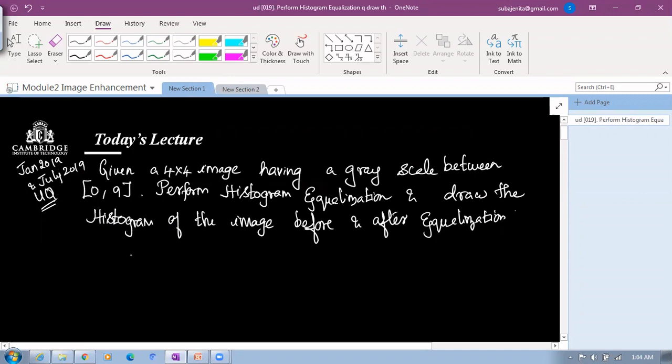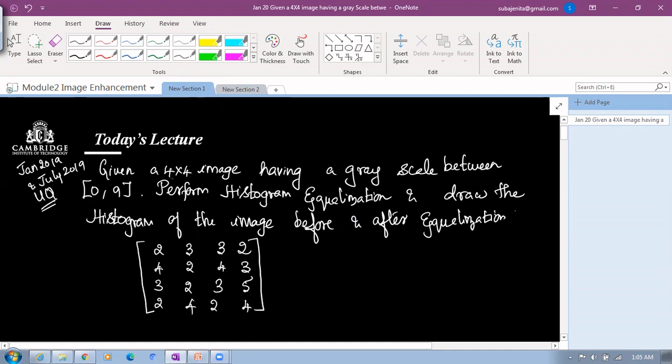So the 4x4 image given here is as shown below. The first row we have 2, 3, 3, 2. In the second row we have 4, 2, 4, 3. And in the third row we have 3, 2, 3, 5. And at the last row we have 2, 4, 2, 4.